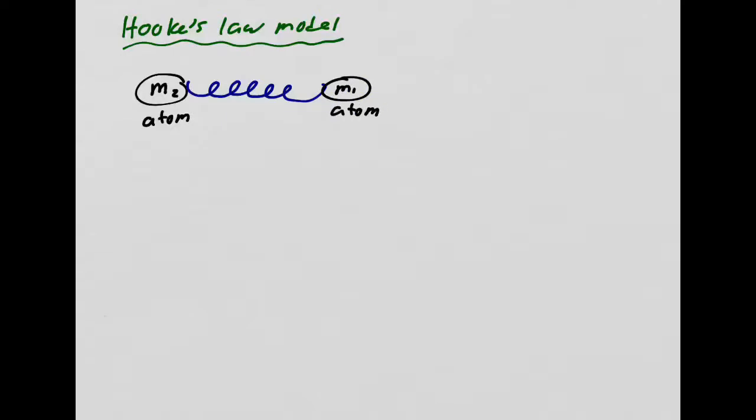Now, what's going to happen is the bond is going to vibrate back and forth. So the bond is vibrating. The covalent bond is going to vibrate back and forth. So this is what I mean by that. Think about the vibrating bond as a spring, right? It's going to be vibrating back and forth.